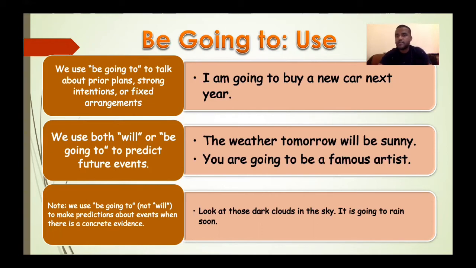So this is where there is concrete evidence. It's going to rain soon, etc. Okay, so these are the functions of using going to. As you notice, there is a little bit of difference between going to and will. We use will sometimes if you want to make predictions, but we use going to if you want to talk about strong intentions, fixed arrangements, etc.